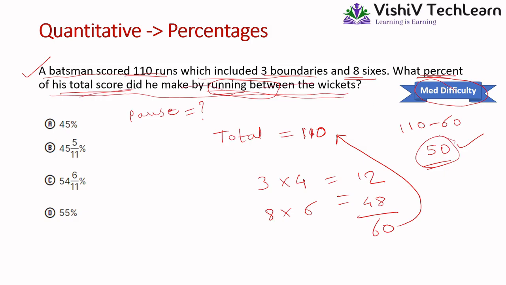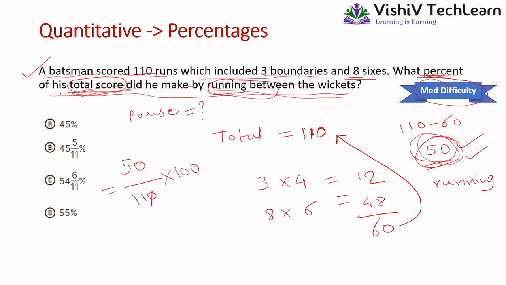So we have to compare this. These are the runs running between the wickets. So we have to compare these 50 runs with the total score. Here it is mentioned, total score. What percent of his total score? So we have to compare this 50 with the total score. Total score is 110, and obviously multiply by 100 whenever we calculate percentage.